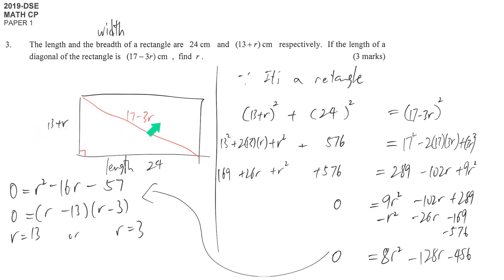But if we consider the diagonal here, 17 minus 3 times 13 will give you a negative value. So this r is too large and is not feasible. That's why this one will be rejected. However, 17 minus 3 times 3 is just 17 minus 9, which is positive 8. That's why this one is fine. The other one will give you a negative diagonal, which is nonsense. So our final answer is r equal to 3 only. It can't be 13.